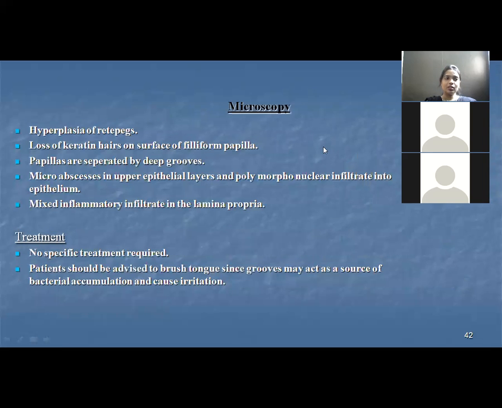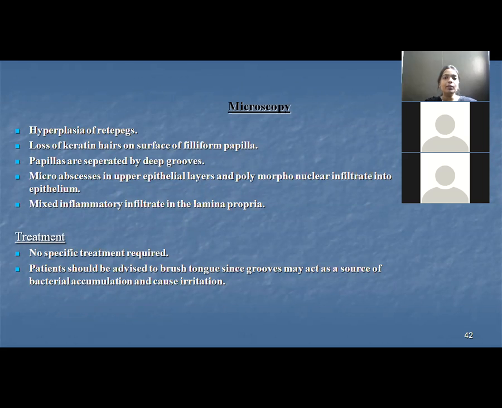Then microscopic features. First is hyperplasia of the rete ridges, meaning long thin rete ridges are there. Then loss of keratin hairs on the surface of filiform papillae, and these papillae are separated by deep grooves present on the dorsal and lateral aspects of the tongue. The next histopathological feature: microabscesses are present in the upper epithelial layer and there is inflammatory cell infiltrate, that is, mixed inflammatory infiltrate. Now what is mixed inflammatory infiltrate? It means there are acute cells and chronic cells also, in the lamina propria.